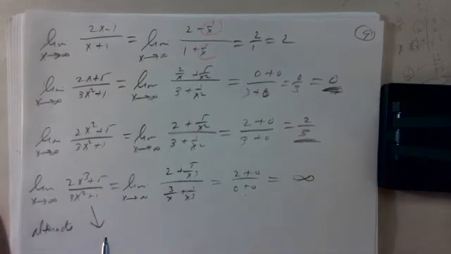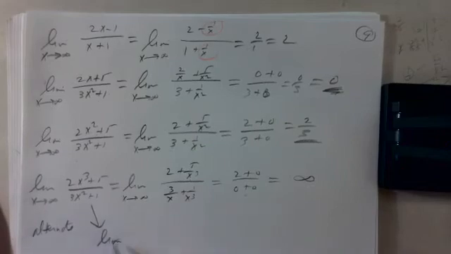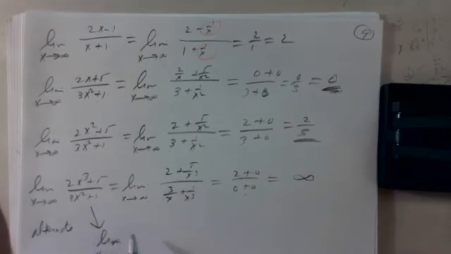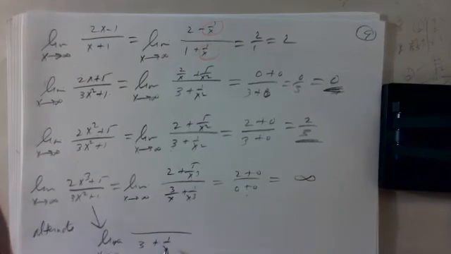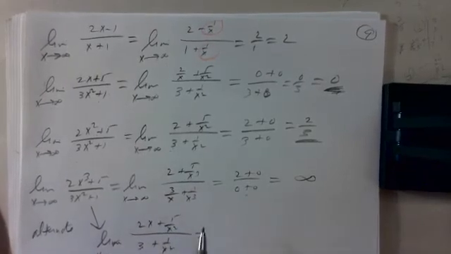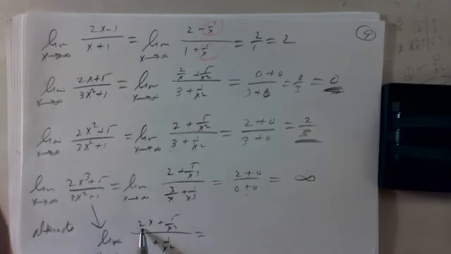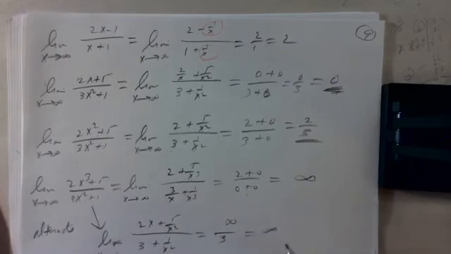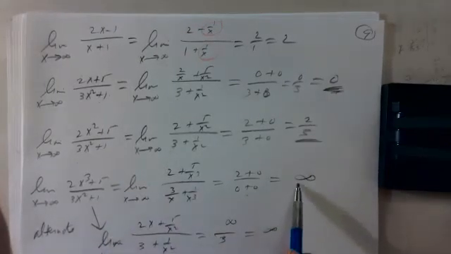An alternate way of doing this would be to divide numerator and denominator by x squared. Just a matter of choice. If I divide by x squared, I get 3 plus 1 over x squared in the denominator. I get 2x plus 5 over x squared in the numerator. As x goes to infinity, this is going to infinity over 3. Again, you can say in both cases, either the limit is infinity or the limit does not exist. I would be happy with either one.